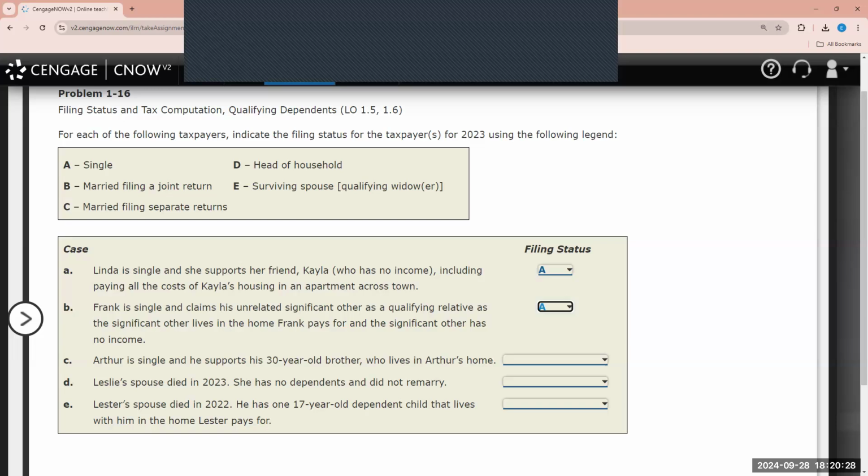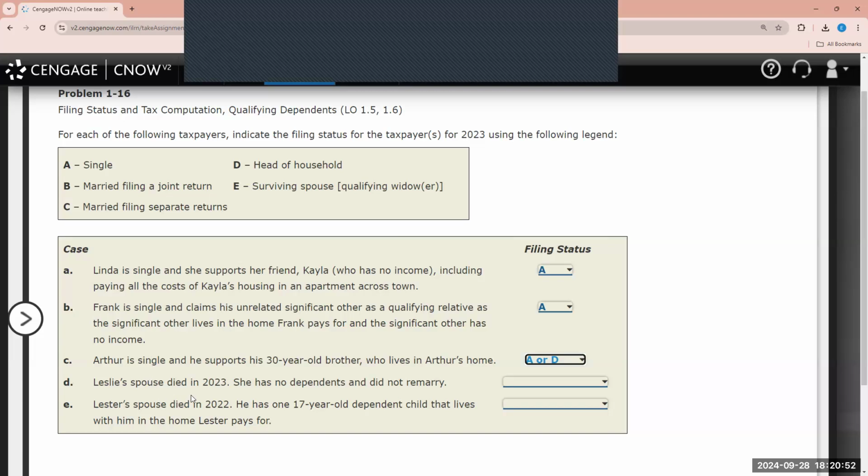He is single. Here it says Arthur is single and he supports his 30-year-old brother who lives in Arthur's home. So based on this fact pattern, it's either A or D. He might be single or he might be head of household. The key thing is we need to look at the rules for the qualifying relative to determine whether or not Arthur will have to file as single or head of household.